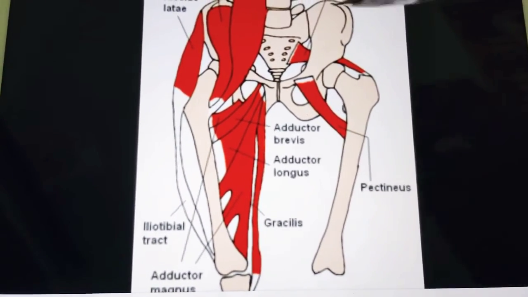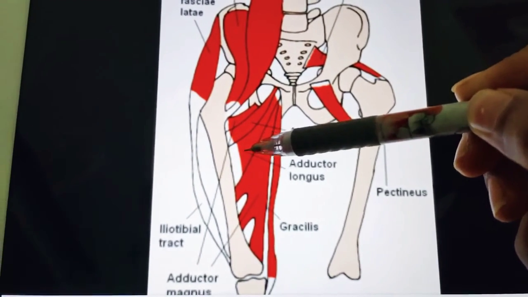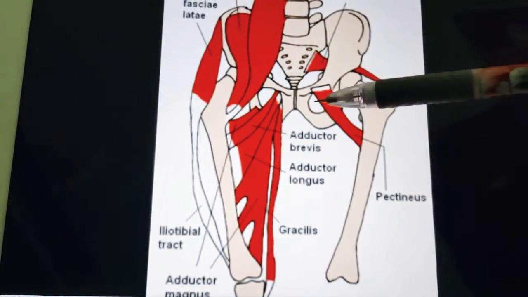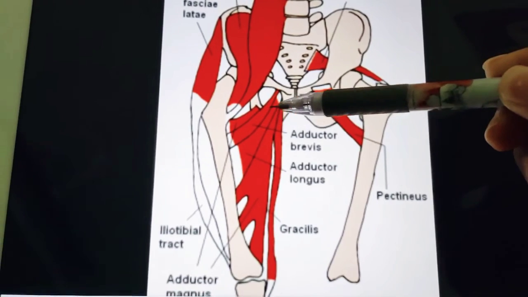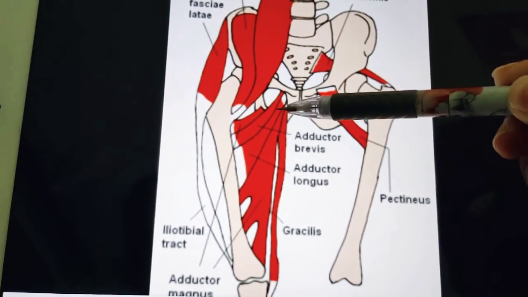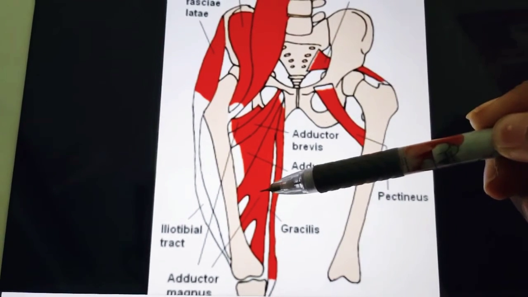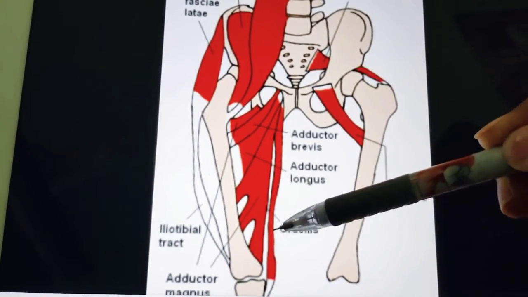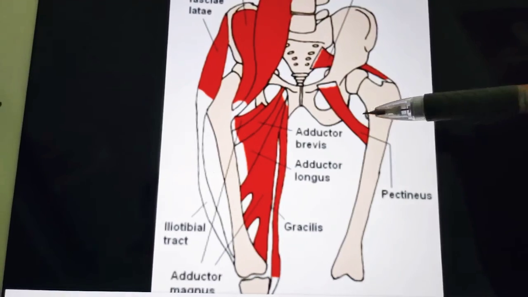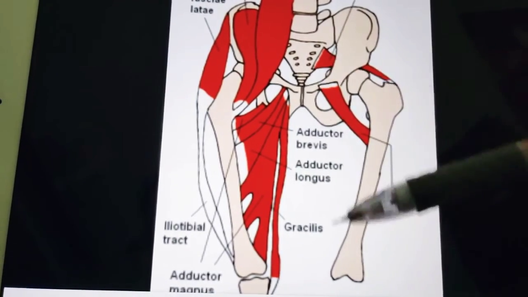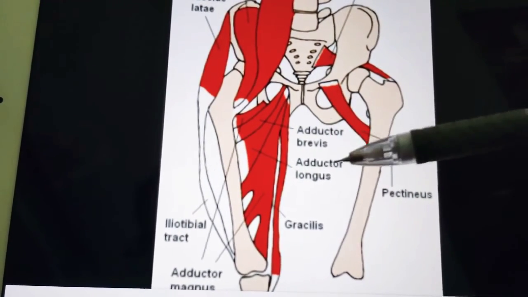The intrinsic muscles are mainly adductor longus, which you can see right here, and adductor brevis here, okay, and you have the adductor magnus, that is here, right, and you have the gracilis, that is here, and you have the pectineus. So these are all the intrinsic muscles of the medial compartment.